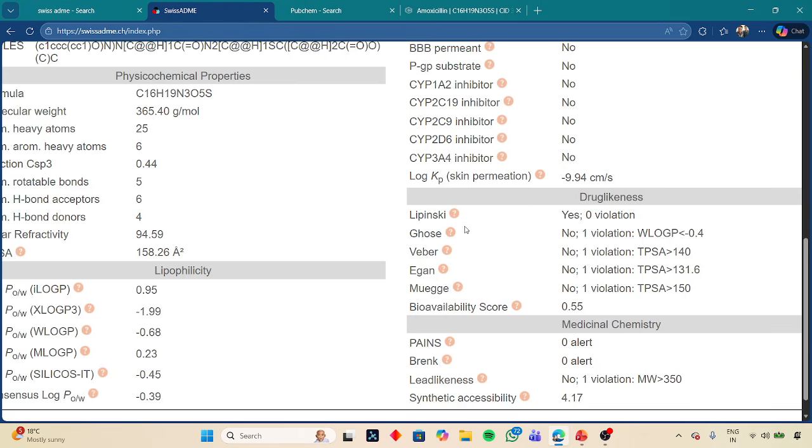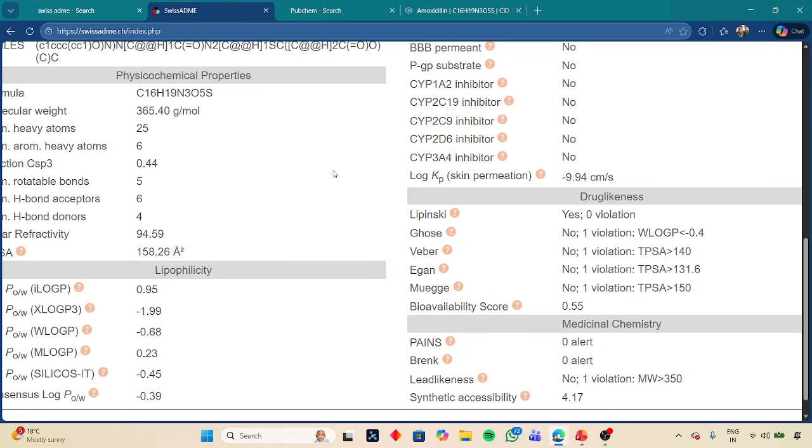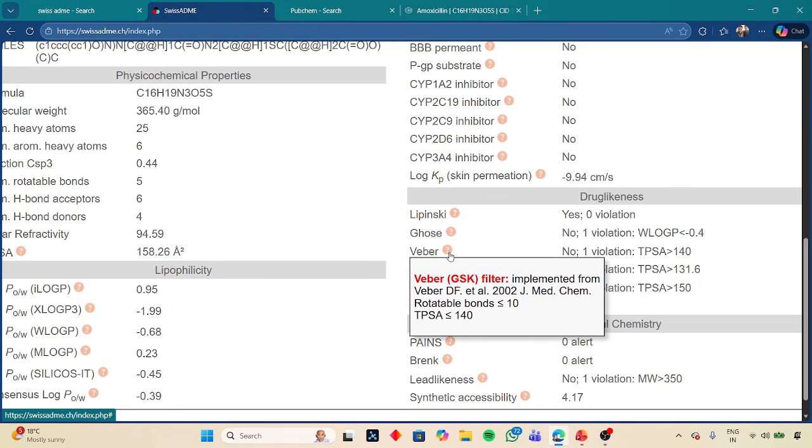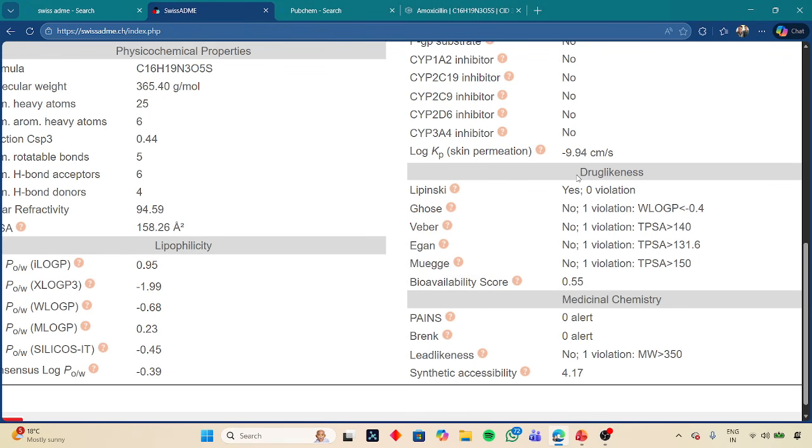Then the Ghose parameter. Just like Lipinski, it also has different parameters. Molecular weight should be less than 480, and log P value should be less than or equal to 5.6. These two parameters are satisfied by our drug molecule. Then we have Veber, which is used by GSK, also called the GSK parameter. In this way, you can find out if your hypothetically designed drug molecule has the drug-likeness property or not.